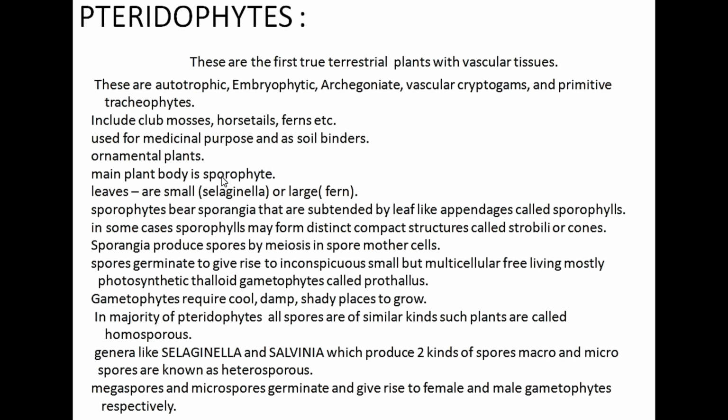The main plant body here is the sporophyte. The sporophyte is differentiated into true root, stem, and leaves, and these organs possess well differentiated vascular tissue. The roots are adventitious, and the primary root is short-lived. As I said, roots, stem, and leaf. I already told you about the root: it was adventitious, whereas the primary root is short-lived.